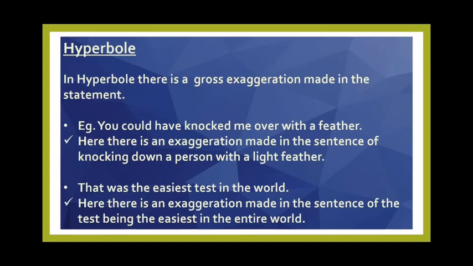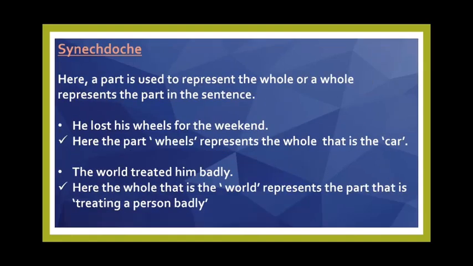Next is synecdoche. Here a part is used to represent the whole, or a whole represents the part in the sentence. So let's see the example. He lost his wheels for the weekend. Now children, in this sentence, wheels doesn't mean the tire of the car. It is the actual whole.